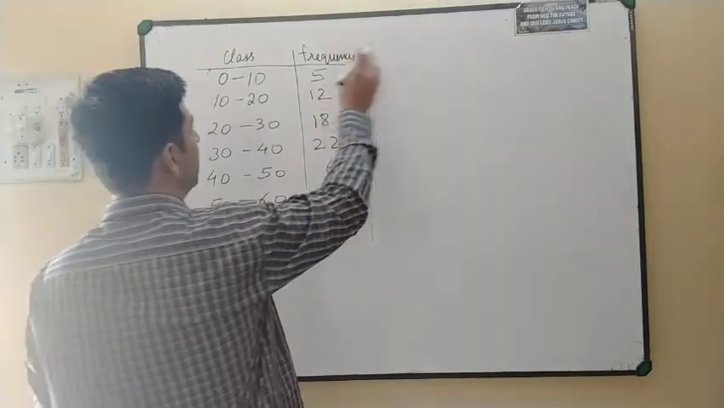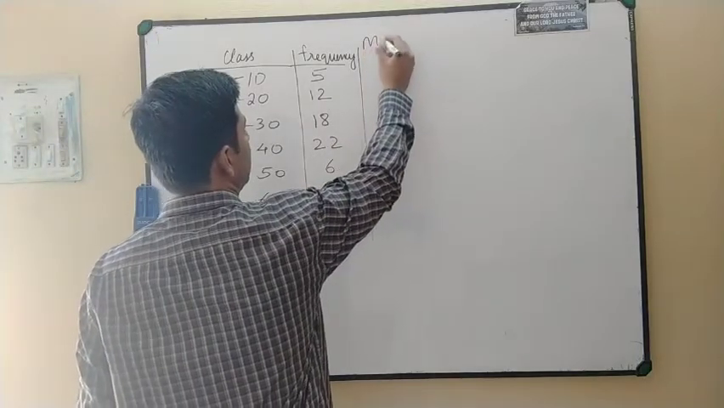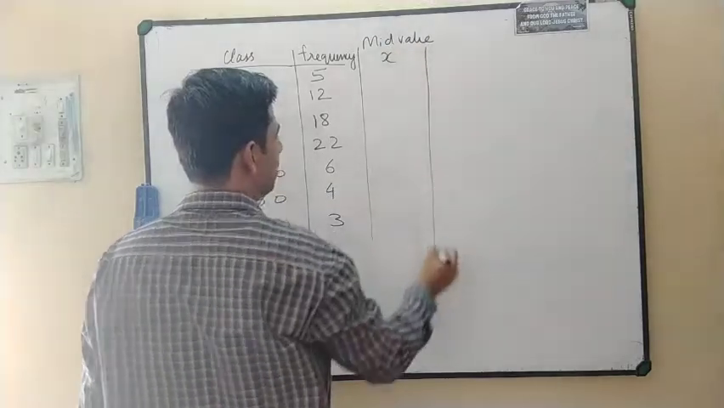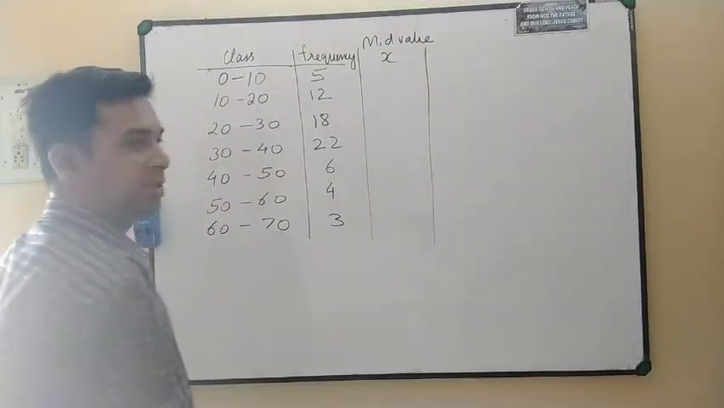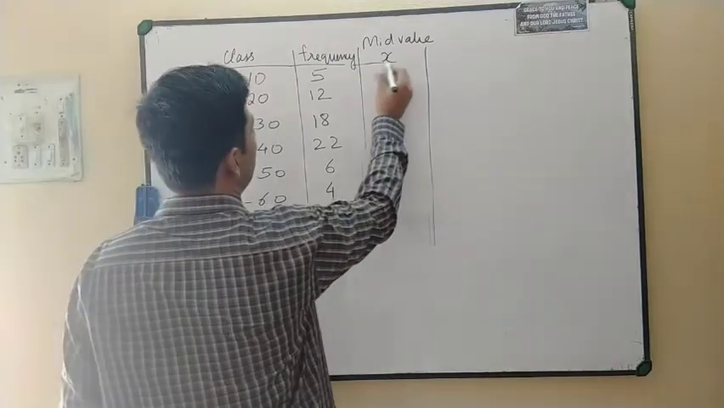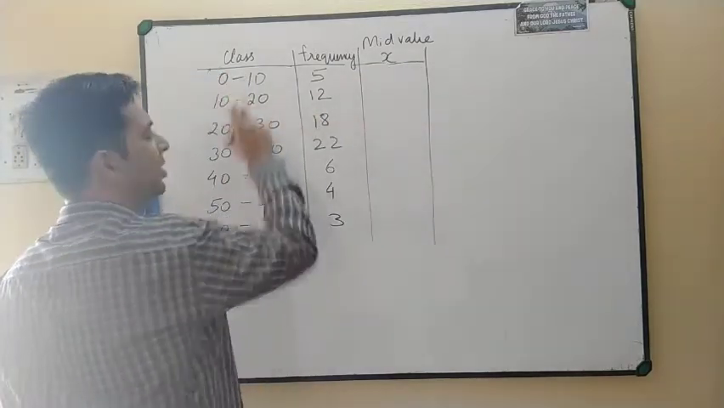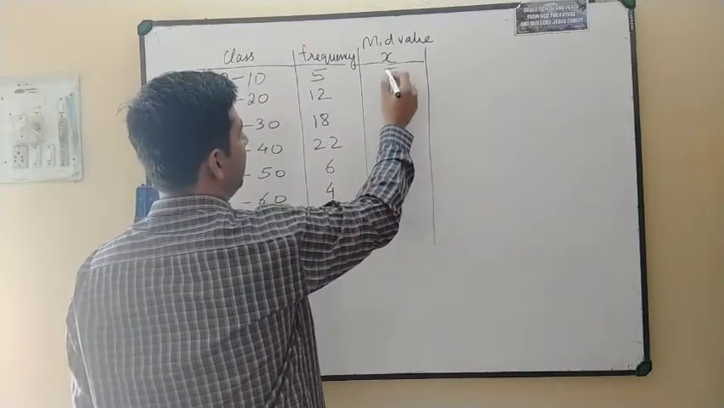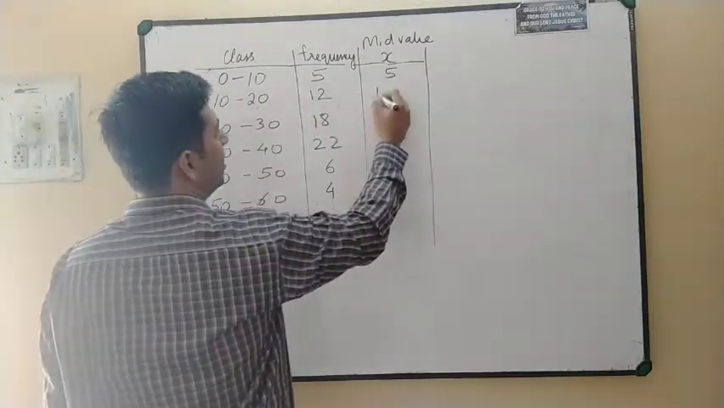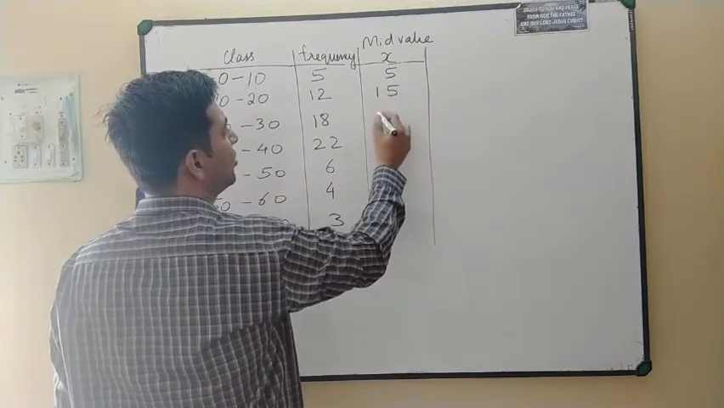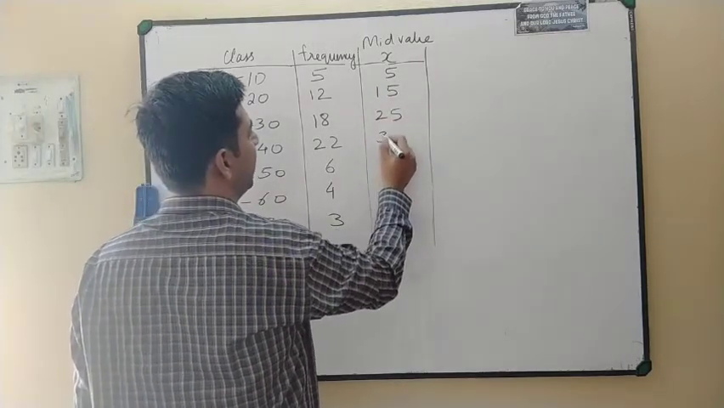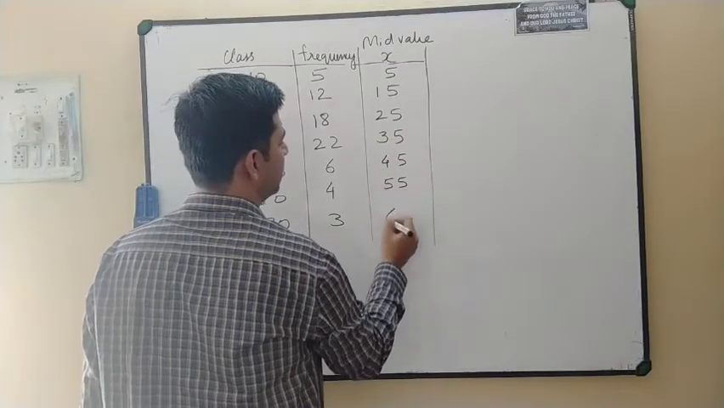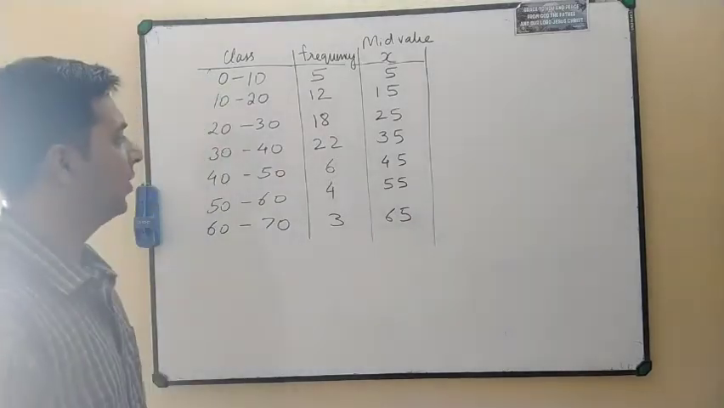Now what will we do? The first thing we'll find is the mid value, x. Or you can take it as m, as you wish. Now how do we find it? See, 0 plus 10 is 10, by 2, so it will be 5. Then here it will be 15. The difference you can see is 10, so we can write 25, 35, 45, 55, 65.